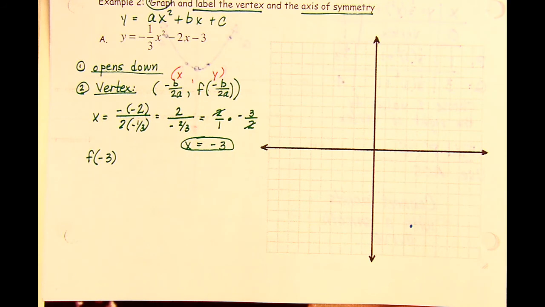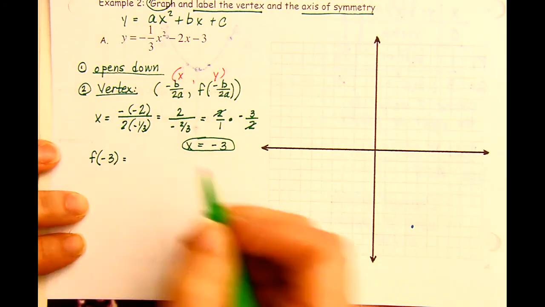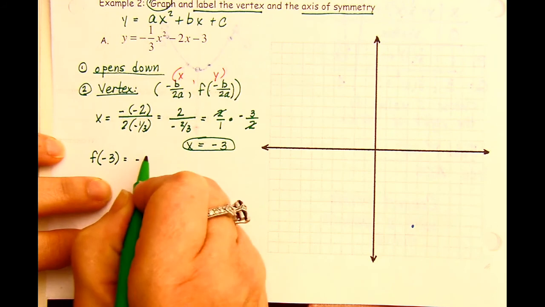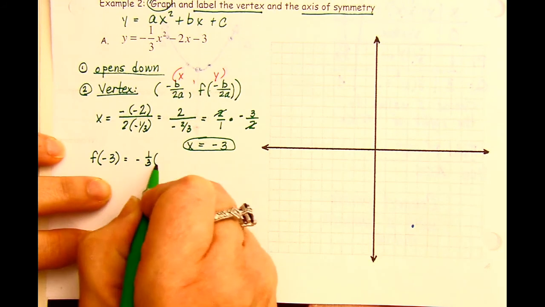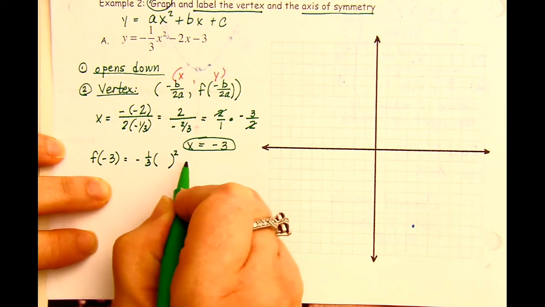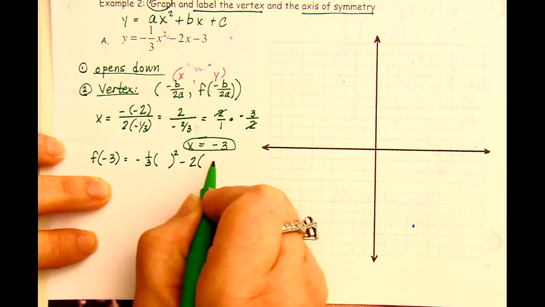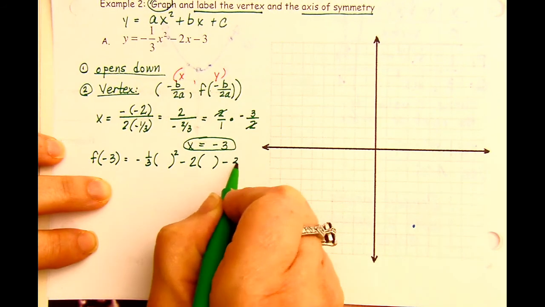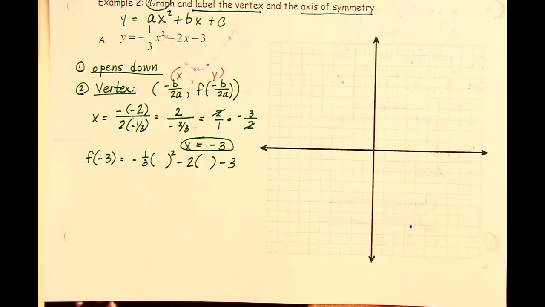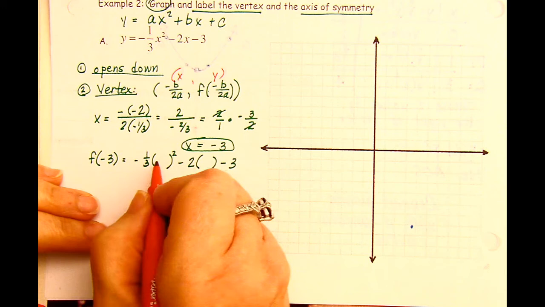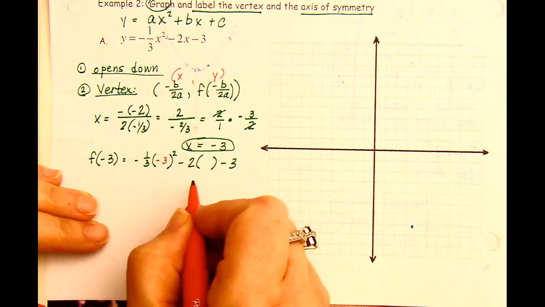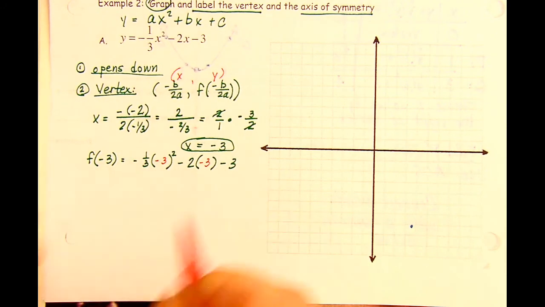All right, so to find f of negative 3, I'm going to go back into the original function. Negative 1/3 x squared, subtract 2x, subtract 3. Notice how I'm leaving parentheses so that I don't make any sign errors. So I'm putting negative 3 in there and negative 3 here.